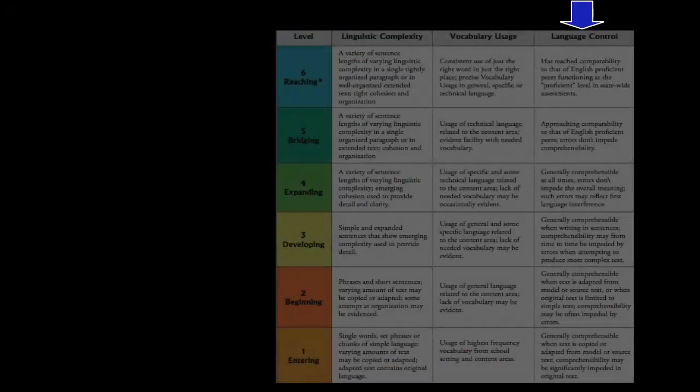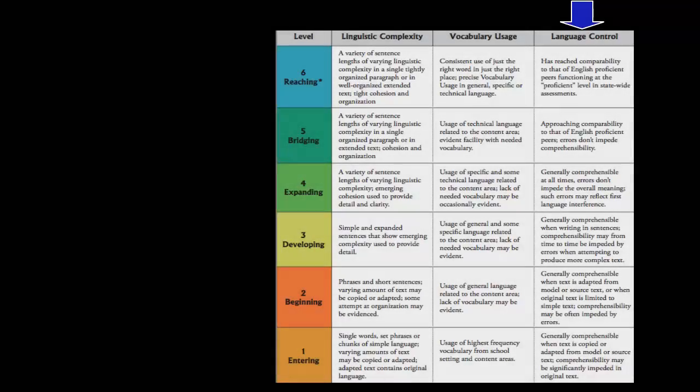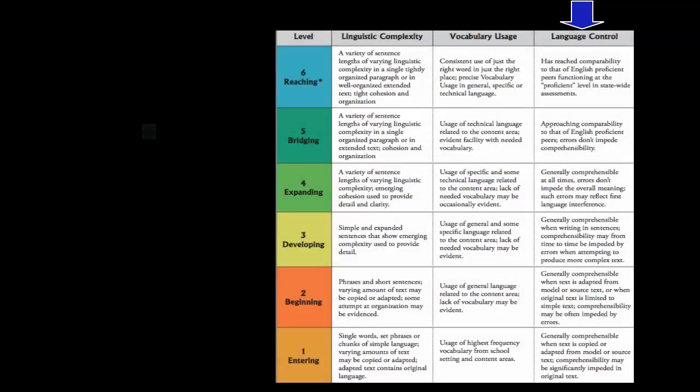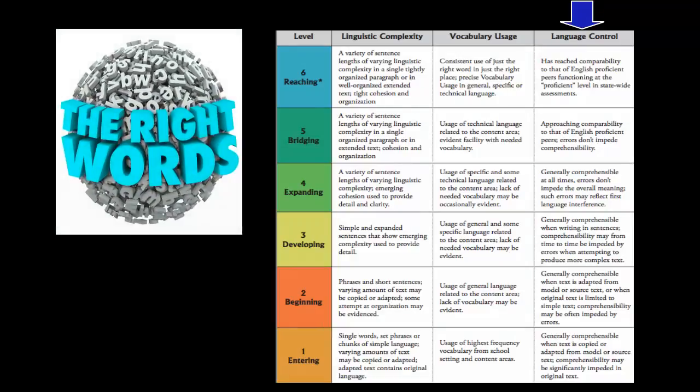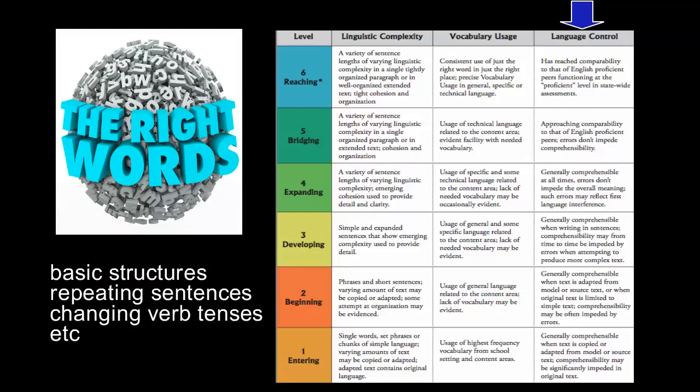Now, let's take a look at the column on language forms and conventions. According to Wikipedia, grammar is the set of structural rules governing the composition of clauses, phrases, and words in any given natural language. The term refers also to the study of such rules, and this field, including morphology, syntax, and phonology, often complemented by phonetics, semantics, and pragmatics. This is where you analyze for pieces such as basic structures, repeating sentences, changing verb tenses, and so on.